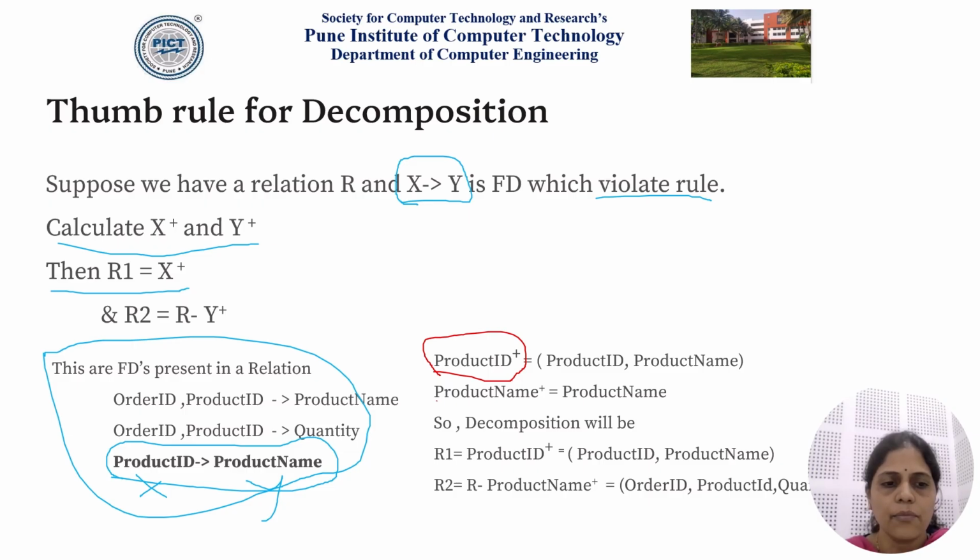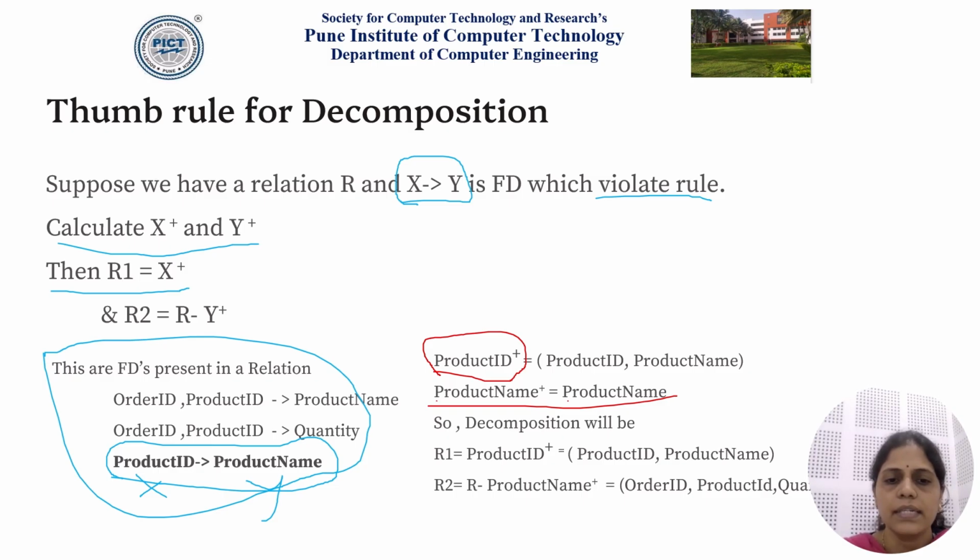And second, Y plus is product name closure. Find all the attributes which are identified by product name. In this case product name is identified by product name only, because there are no other attributes identified by that attribute. So this is the closure of product name.